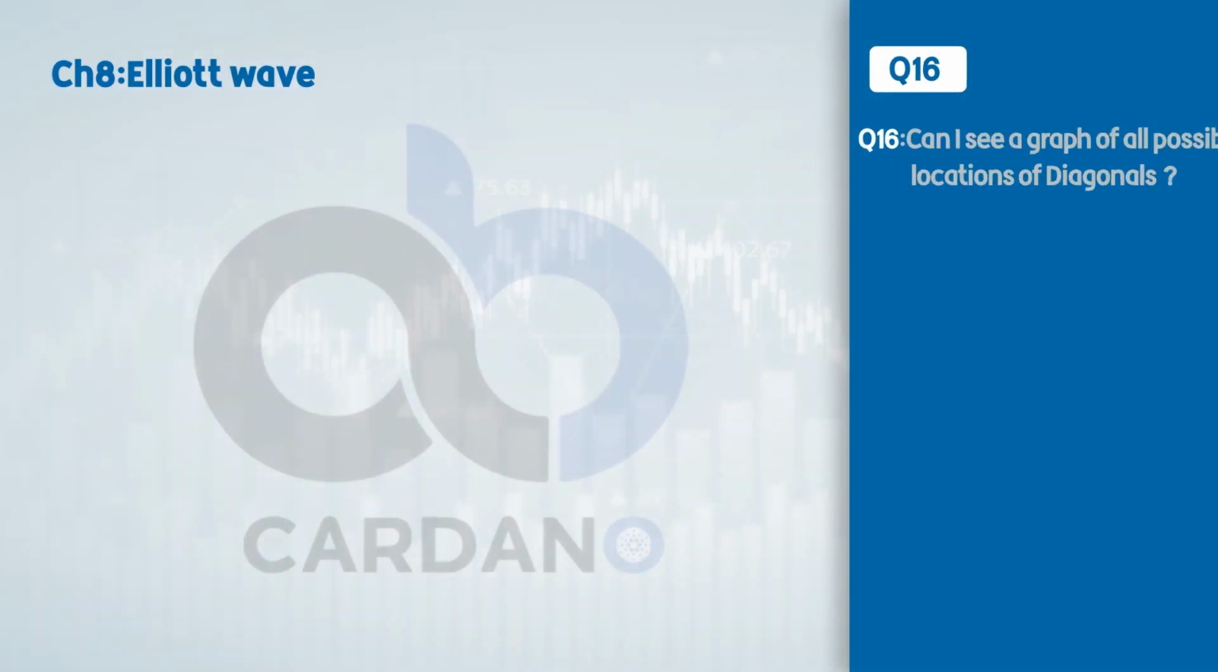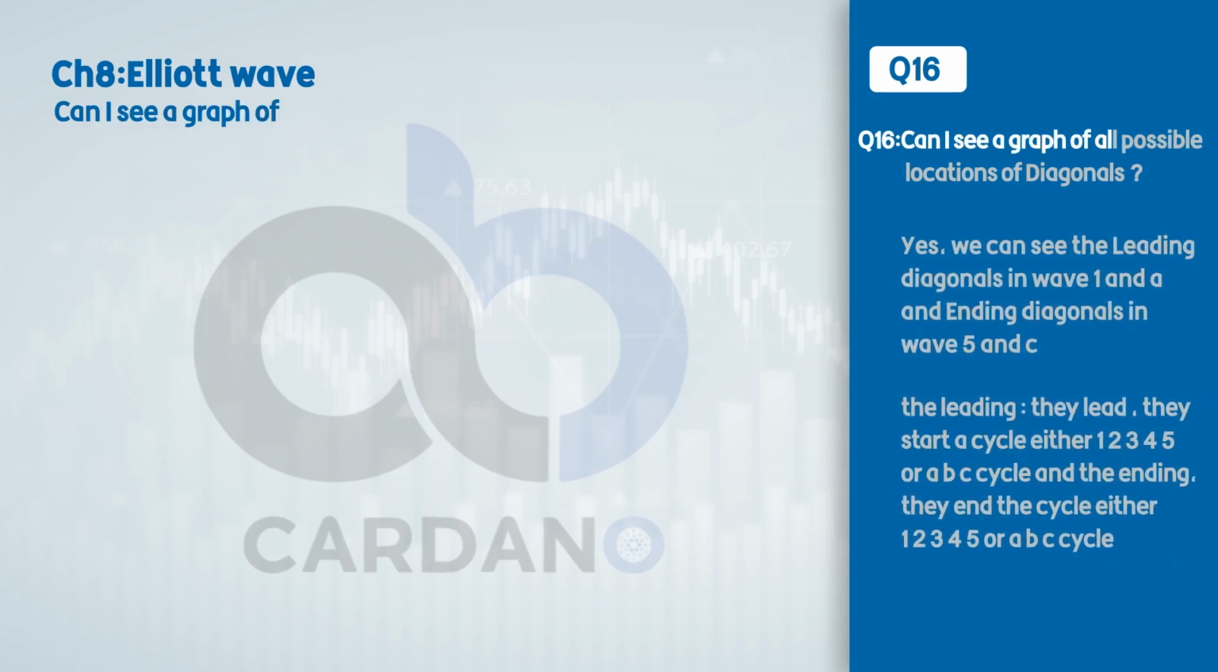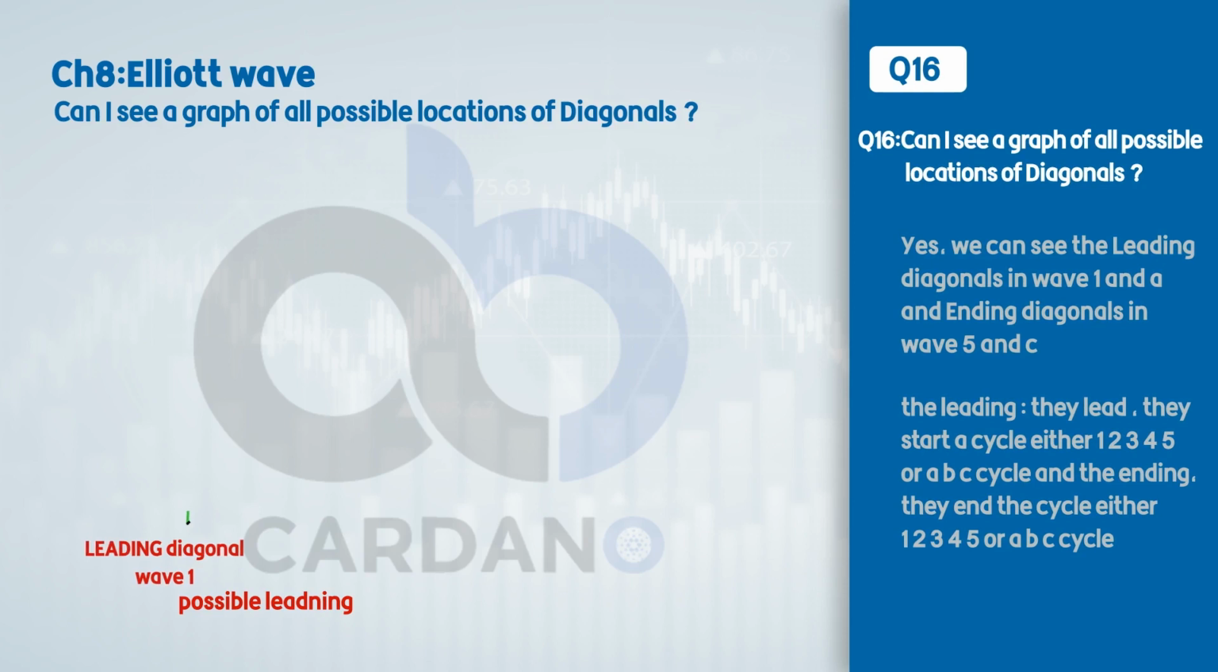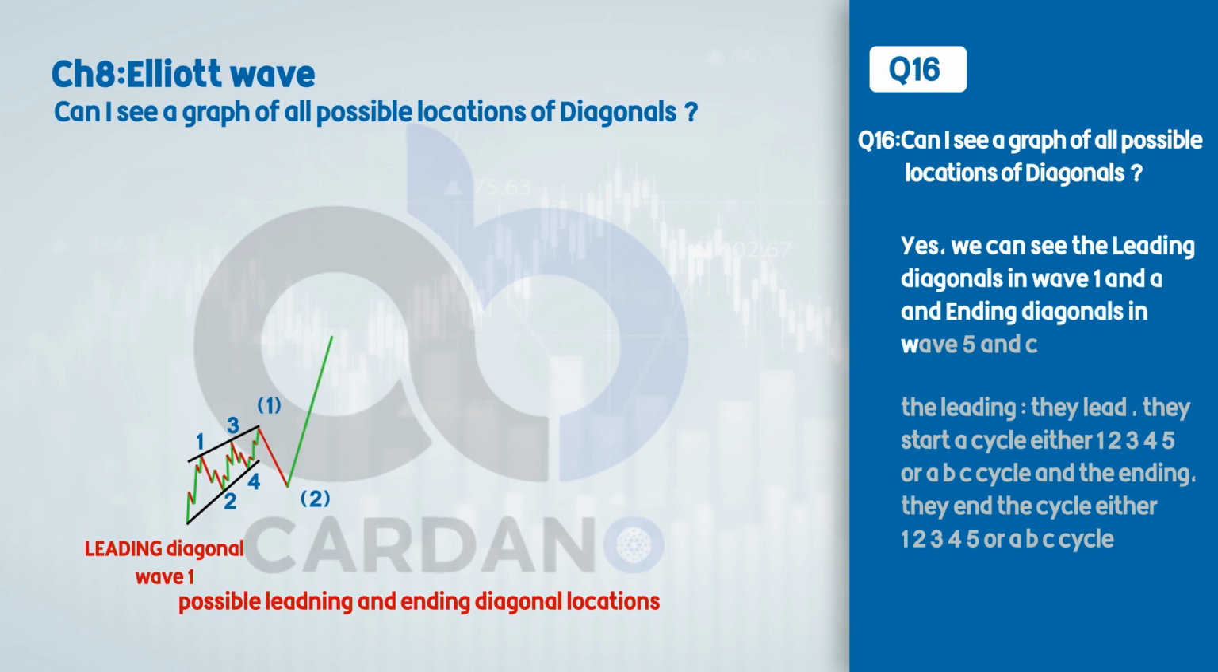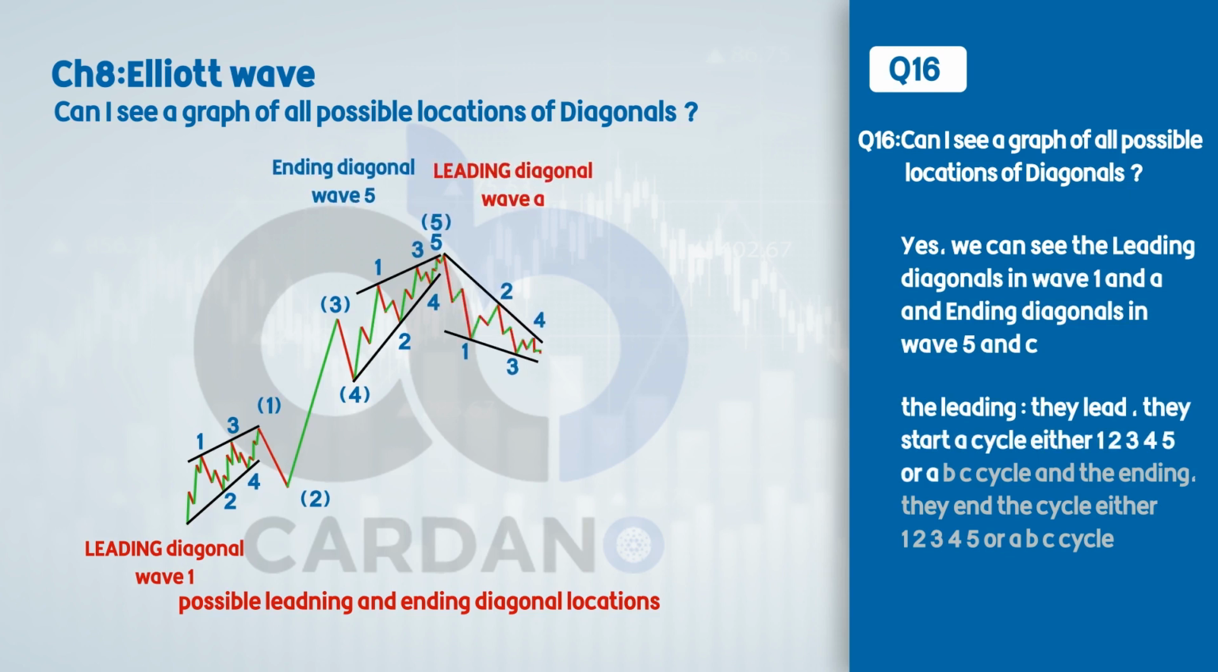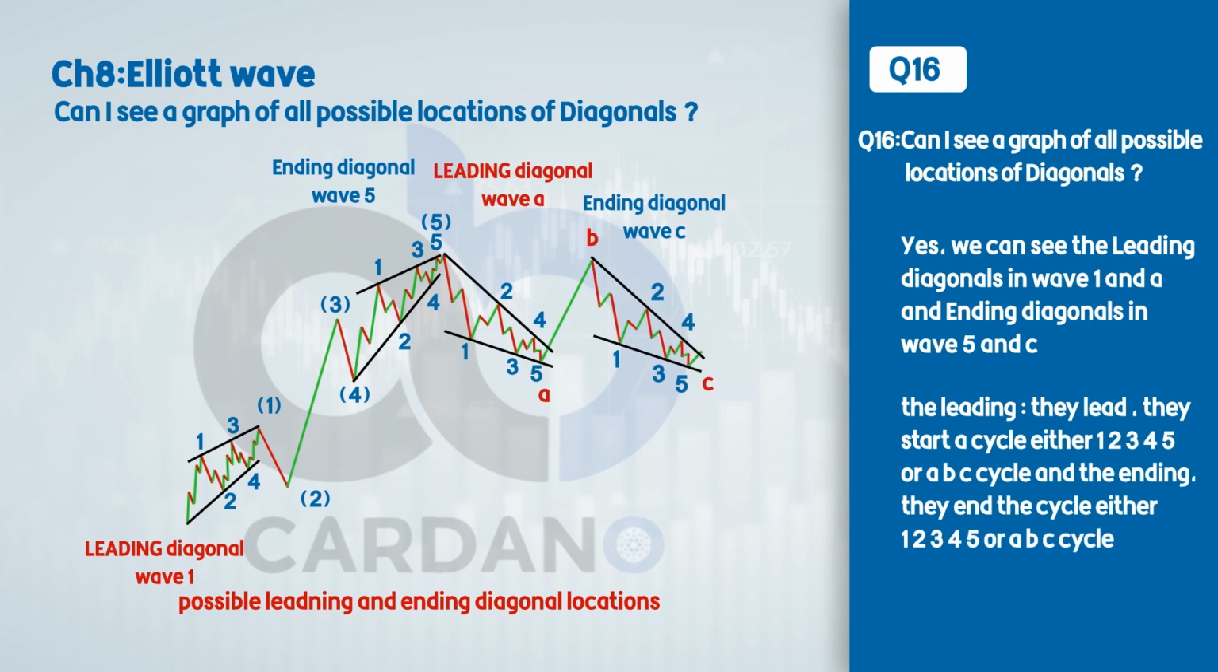Question number 16. Can I see a graph of all possible locations of diagonals? The answer is yes. We can see the leading diagonals in wave 1 and A, and ending diagonals in wave 5 and C. The leading ones start a cycle, either 1, 2, 3, 4, 5 or ABC cycle, and the ending ones end the cycle, either 1, 2, 3, 4, 5 or ABC cycle.